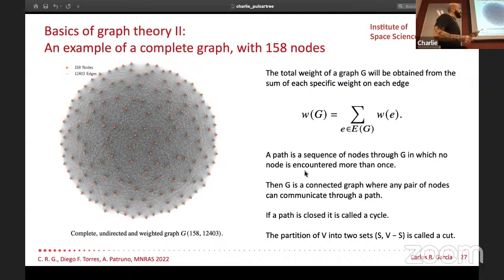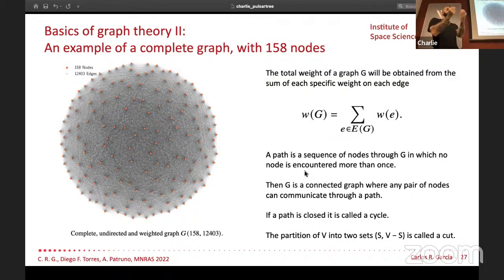It's complete because if you define a path of a graph as a sequence of nodes without taking one pulsar twice, you are able to go from one node to another without any problem. It's undirected because going from node one to node two is the same as going from node two to node one.